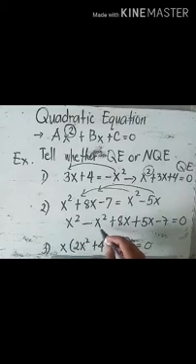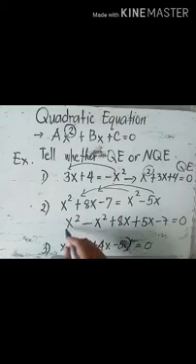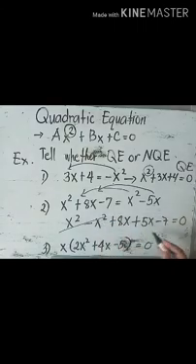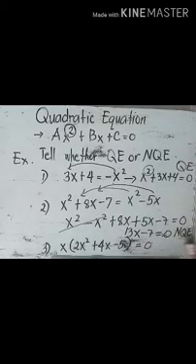Then x squared minus x squared is 0, so we just cancel that. Then 8x plus 5x is equal to 13x. Then let's copy negative 7 there, then equal to 0. Now, what is the highest power of this equation? That is 1, right? So this is an example of not a quadratic equation. This is under linear.